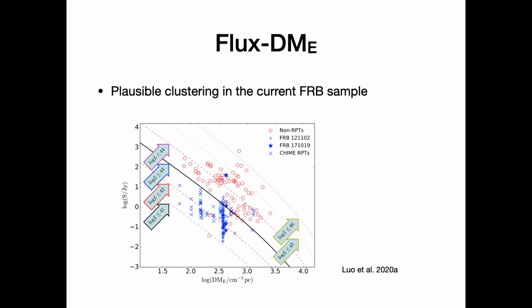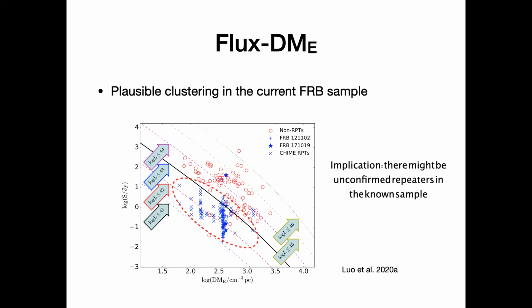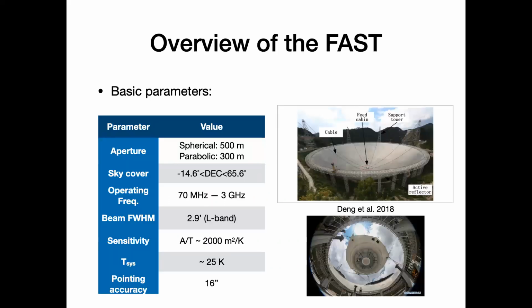And even though we don't know if all of them repeat, we can have some implication from these diagrams. They might be unconfirmed repeaters in the known sample. But we need a very sensitive instrument to reveal them. That's why we wanted to write a FAST proposal last year.